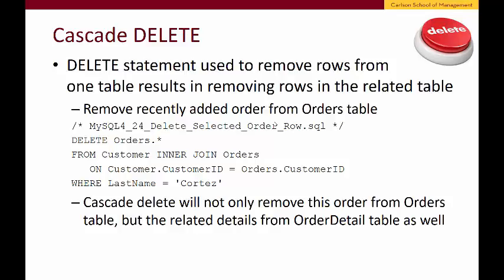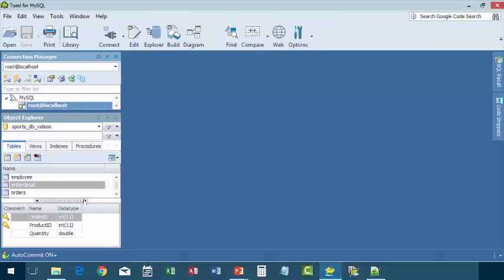Okay, if we delete the order from order detail for Cortez, okay, which should be the only one, we should use order ID 21, 22. That would have been more sort of clear and precise, but this should work as well. The cascade delete will not only remove this order from the orders table, but related to order details from a detail table as well. If it doesn't work, it's because the cascade delete is missing from the order details table.